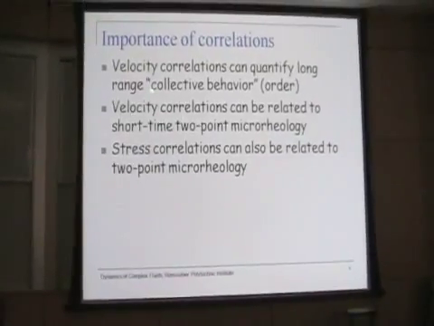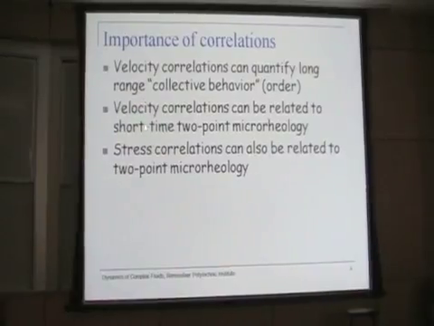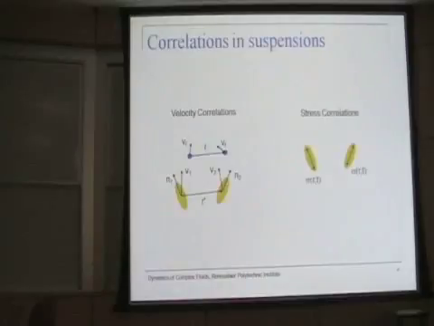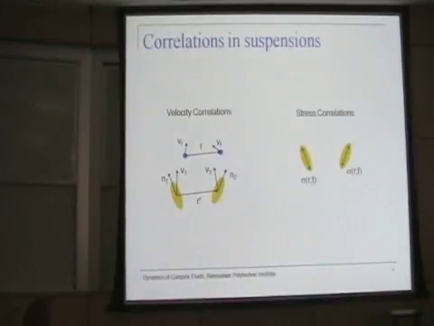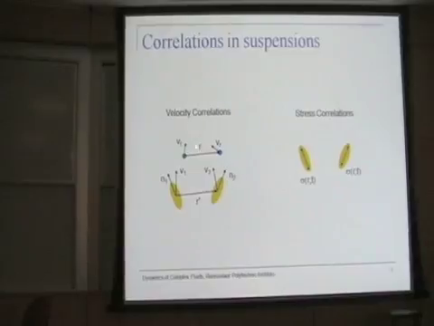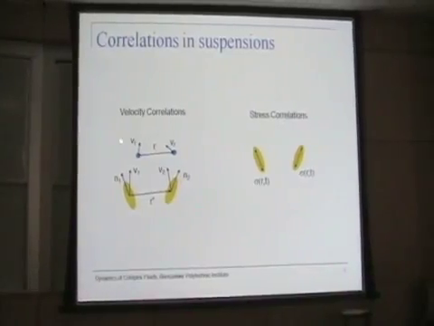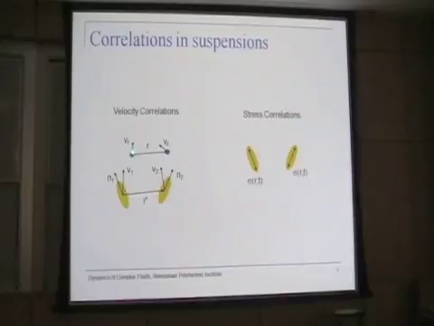But these velocity correlations can also be related on some level to maybe the short time 2-point microrheology. So suppose you are doing 2-point microrheology, which essentially you track the motion of two probes that you put in. At short time, this probe might be going in that direction and that probe in that direction if they're being advected by the fluid. So we're neglecting the Brownian motion right now of those probes. And so at short time, these velocity correlations will tell you something about the 2-point microrheology.